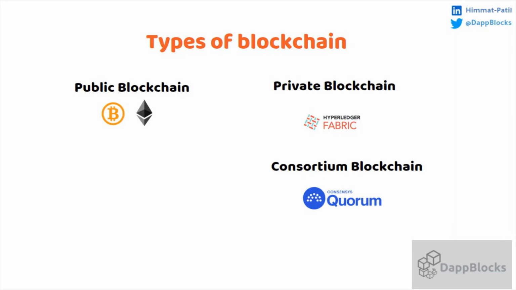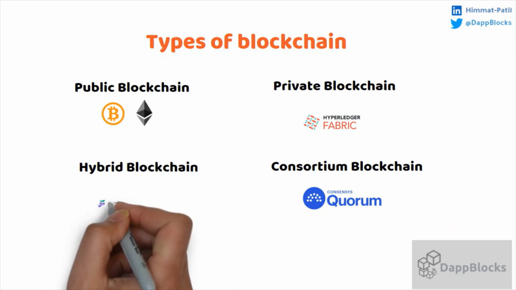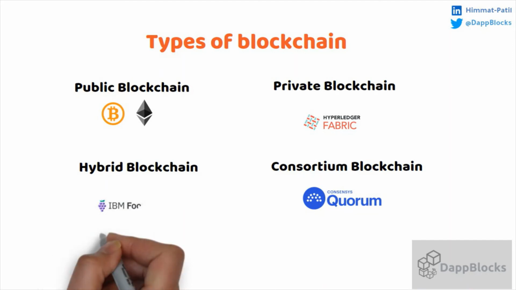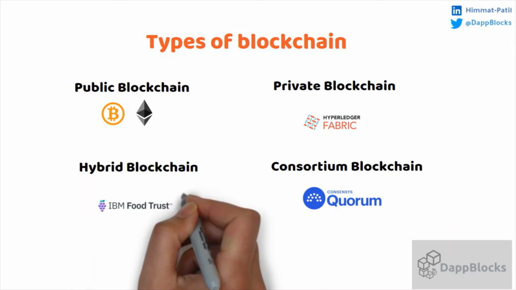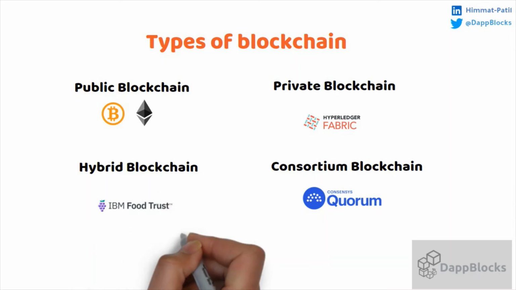Hybrid blockchain. Hybrid blockchain is a combination of private and public blockchain. It uses features of both blockchains. With hybrid blockchain, network administrators can control who gets access to which data stored in the blockchain. An example of hybrid blockchain is IBM Food Trust.